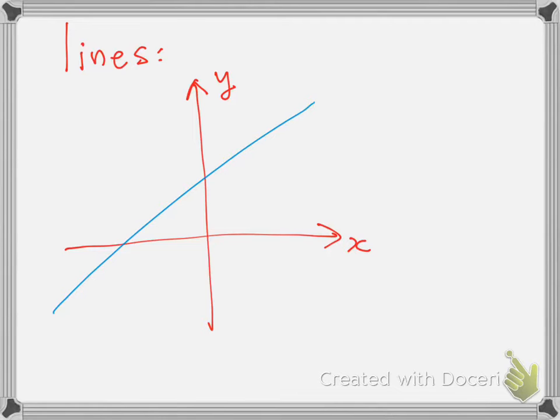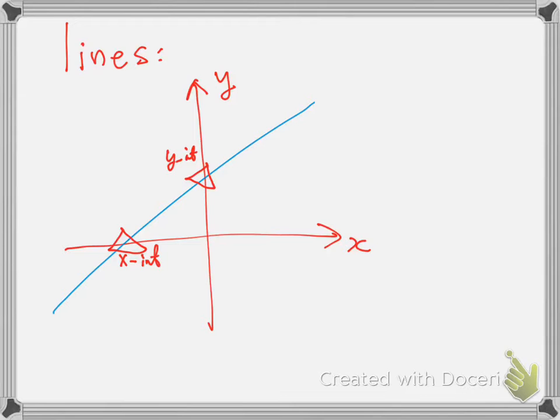So where is the y-intercept? The y-intercept is this common point where the blue line touches the y-axis. Okay, so I use a red triangle for the y-intercept. This is the y-intercept. So where's the x-intercept? It's where my blue line touches the x-axis. So this point is the x-intercept.